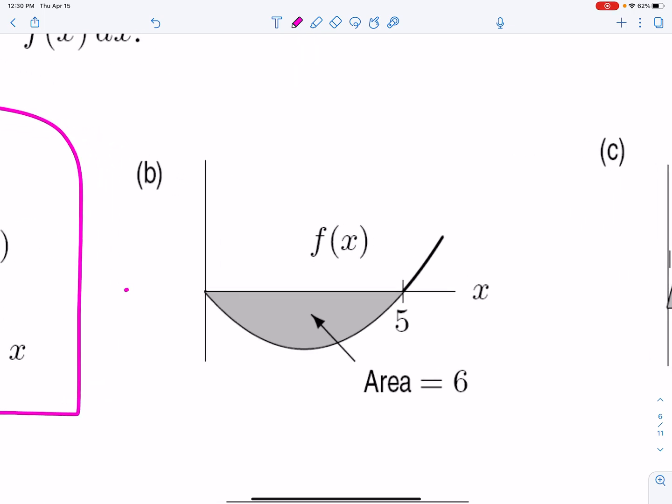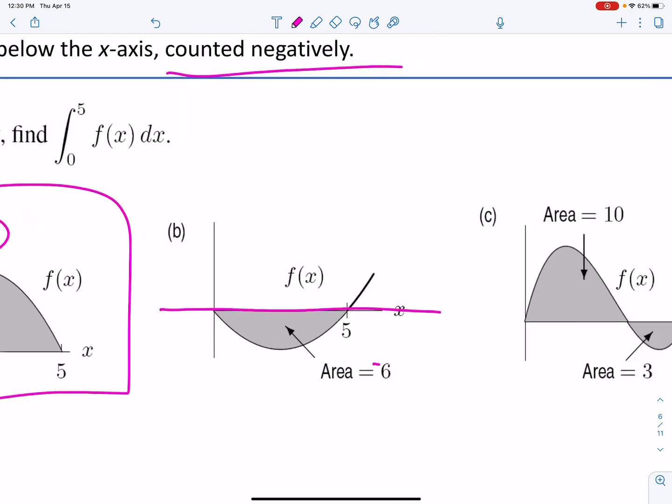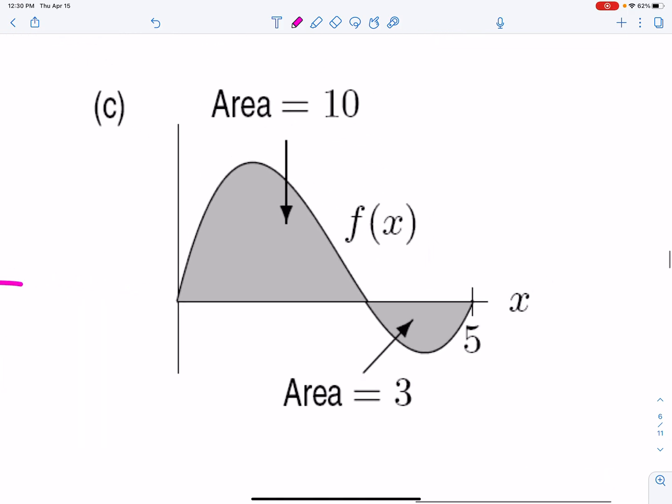This one here, now notice this curve is below the x-axis. So it says area equals 6, but we would count that as a negative 6 because it's below the x-axis. All right, so now we have one that kind of incorporates both. All right, so the area of this part of the curve is positive 10 because it's above the x-axis, and the area of this part here is negative 3.